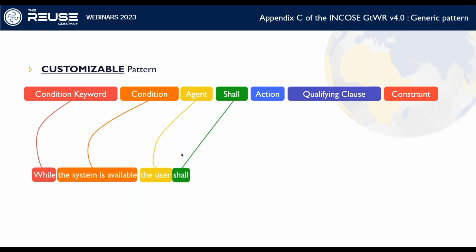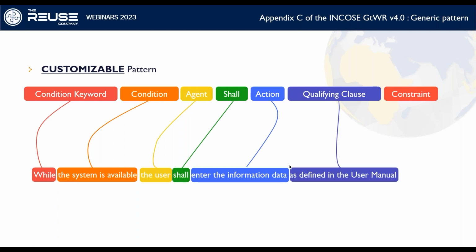The agent here is the user in this example, the "shall" verb that we can enforce, the action, enter the information data, and a qualifying clause. This could be an optional clause in some requirements. So, as defined in the user manual, and the constraint, within 5 minutes.